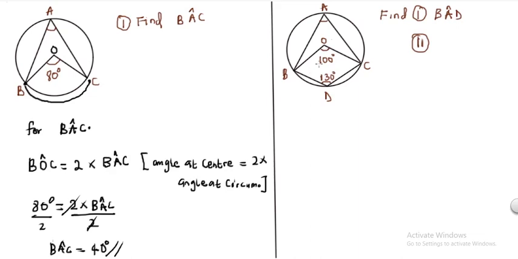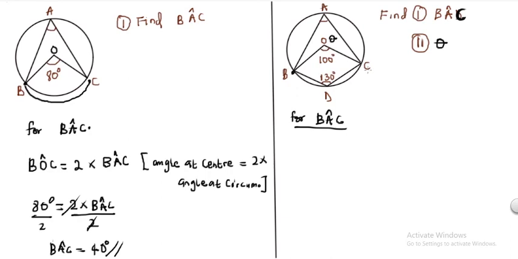For this question, we are told to find angle BAD. That's a mistake. This should be BAC. Let's call this angle theta here. So let's say this is angle theta. We are told to find angle BAC. So I'll say for BAC. First of all, BAC is this angle. BAC is this angle.